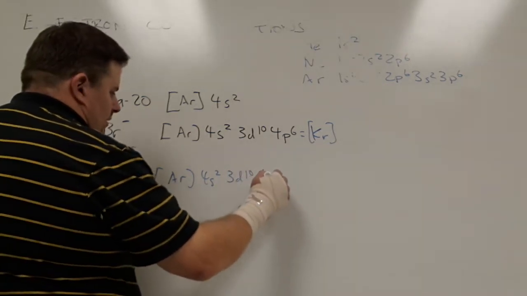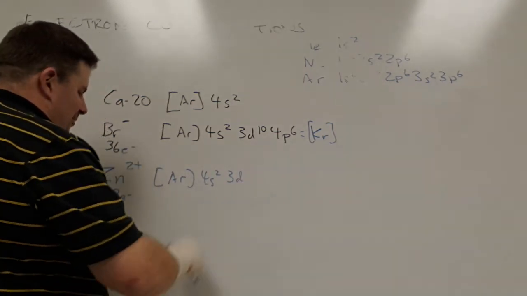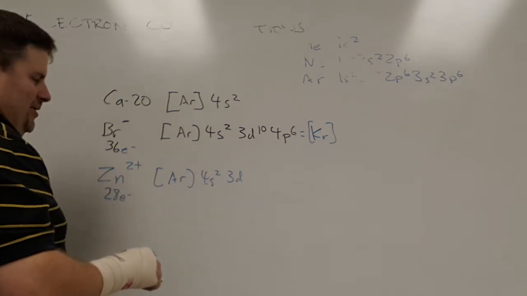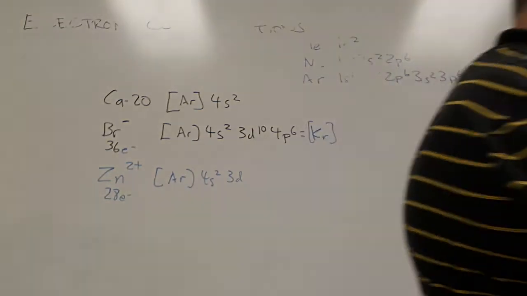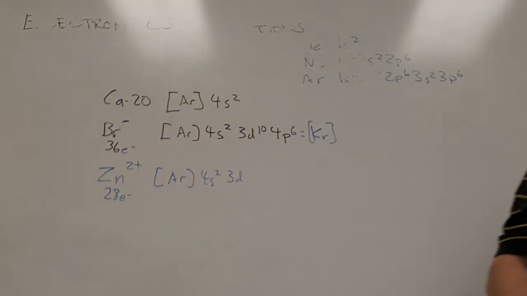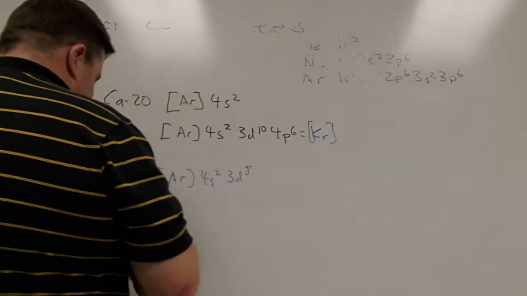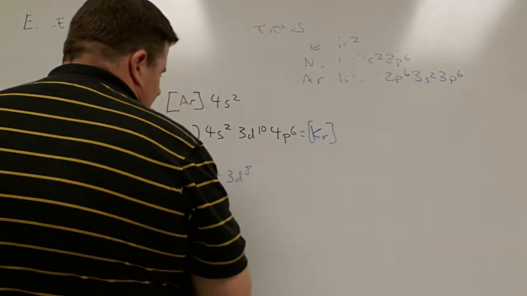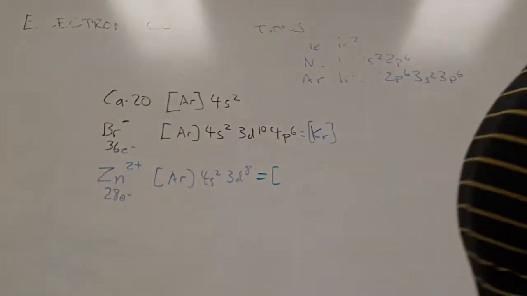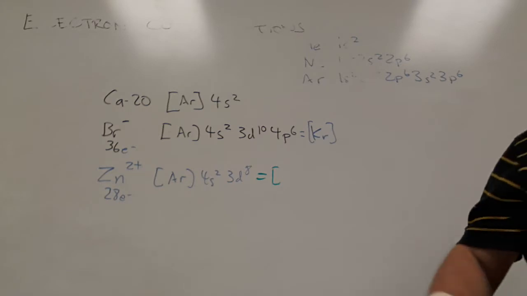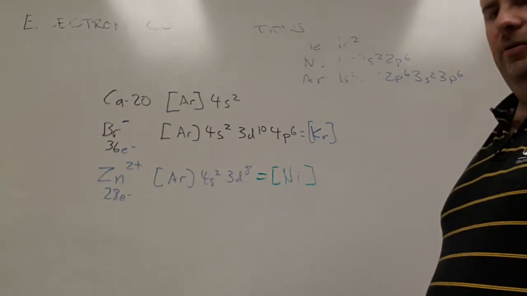That's right, 3d10, sorry, I'm thinking about the next problem. 3d10 is not right, so where does the 3d go? The zinc normally has 10, that's what I'm thinking. Zinc normally has 10, 3d10. I take 2 electrons away from that, and I now have an 8. And this has the same normal configuration as nickel. That's right. Okay. Just regular old nickel.